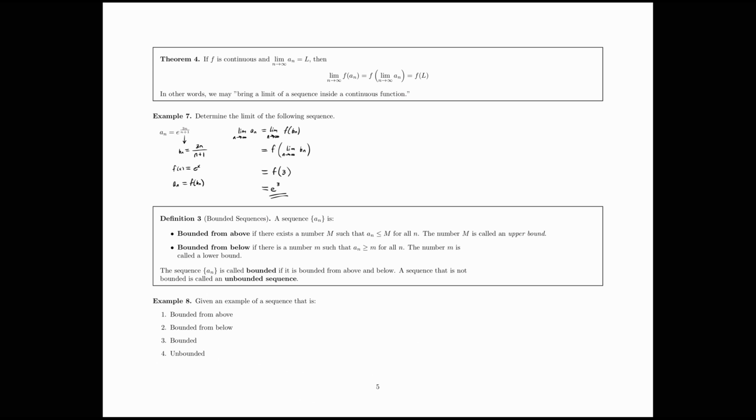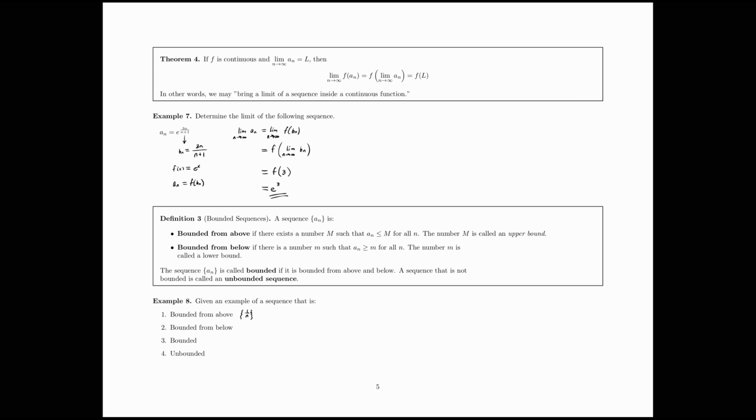All right, example 8, we're going to talk about bounded sequences. So this is a sequence that is sort of trapped. Either there's a ceiling on the sequence, so the sequence can't go above this sort of arbitrary ceiling or high point, or it's bounded from below, meaning there's some sort of minimum or some sort of floor. So let's think about an example of a sequence that is bounded from above. An example for this could be the sequence 1 over n.